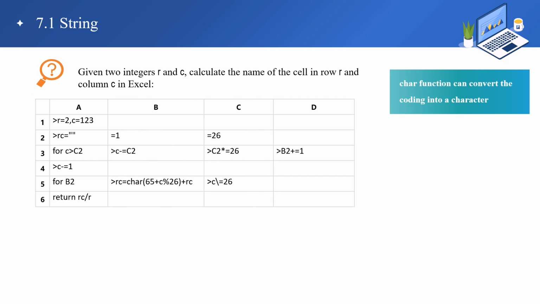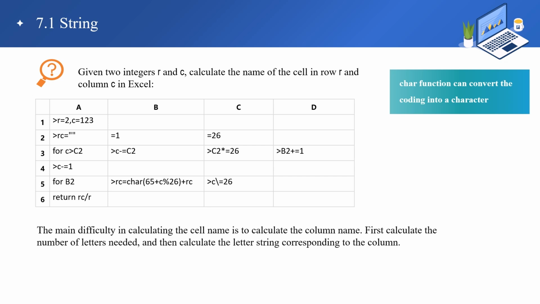In reverse to the asc function, SPL also has a char function that can convert the coding into a character. We can use the char function and the rules just found to write a function: given two integers r and c, calculate the name of the cell in row r and column c in Excel. The main difficulty in calculating the cell name is to calculate the column name. First calculate the number of letters needed, and then calculate the letter string corresponding to the column.